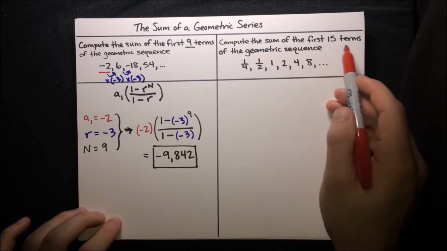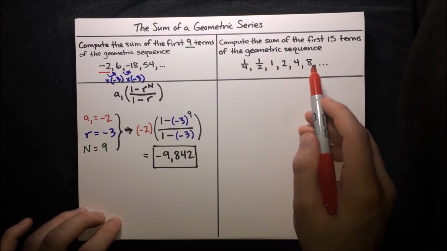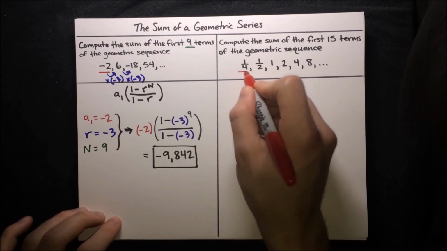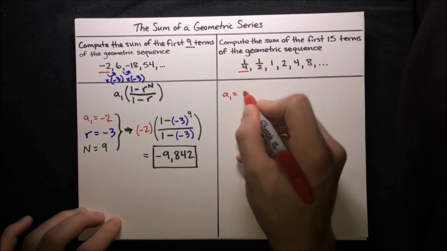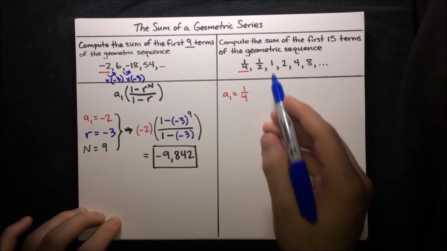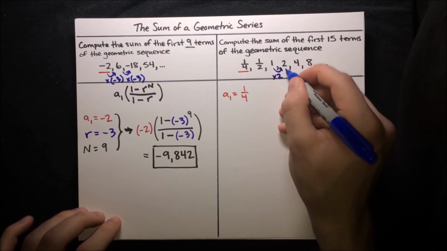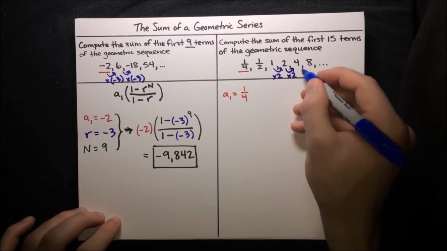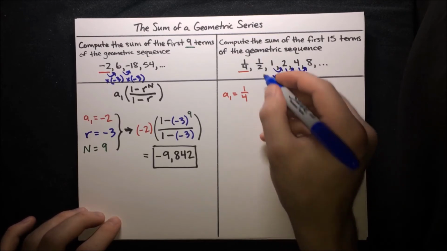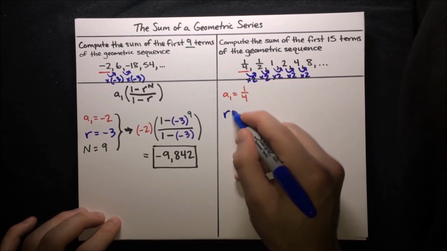Compute the sum of the first 15 terms of the geometric sequence a fourth, a half, 1, 2, 4, 8, and so on. So we'll just use this formula again. A1, the first term of the sequence, that's right here. A1 equals a fourth. Now the common ratio, that's what we're multiplying by every time. It's easy to see at this term: 1 times 2 makes 2, 2 times 2 makes 4, 4 times 2 makes 8. That also works going backwards. A half times 2 makes 1, a fourth times 2 makes a half, so r equals 2.